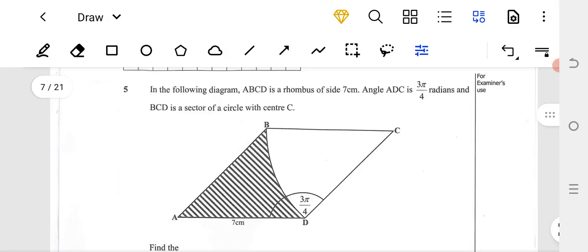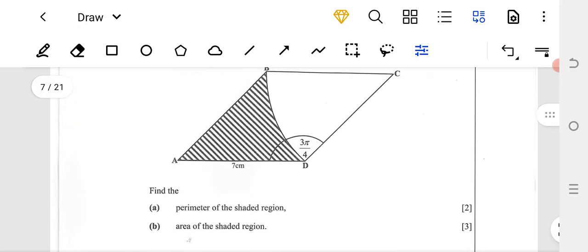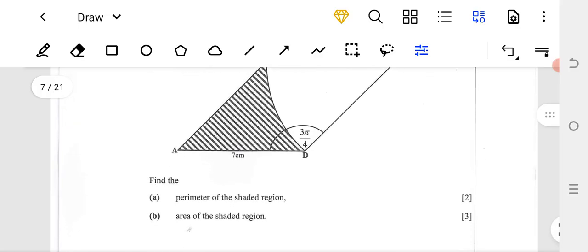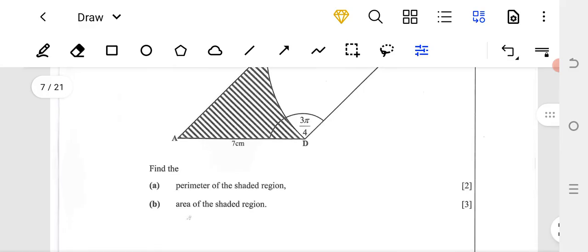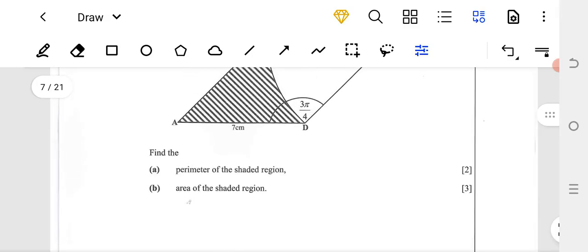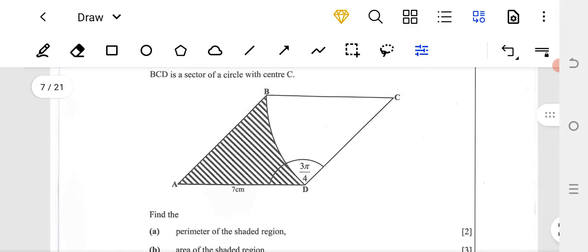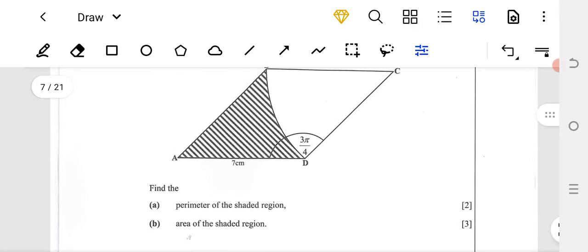In the following diagram, ABCD is a rhombus of side 7 centimeters. Angle ADC is 3 pi over 4 radians, and BCD is a sector of a circle with center C. The question reads, find the perimeter of the shaded region and the area of the shaded region. And this question, which troubles a lot of people, only carries 3 plus 2 marks, which is 5 marks only.